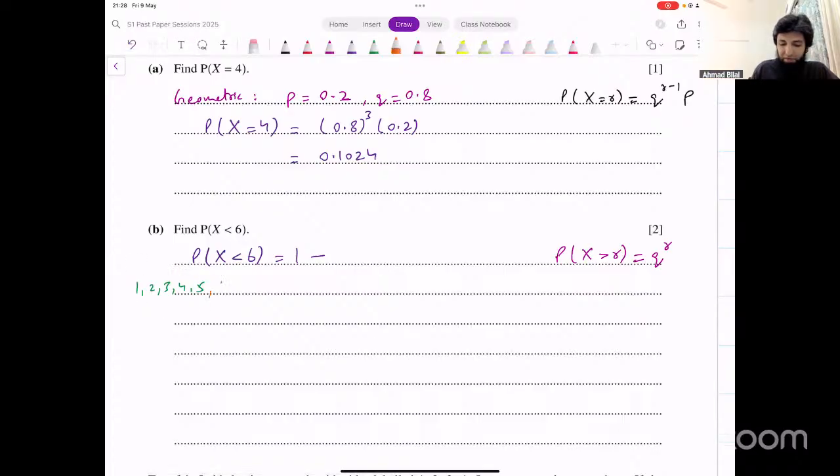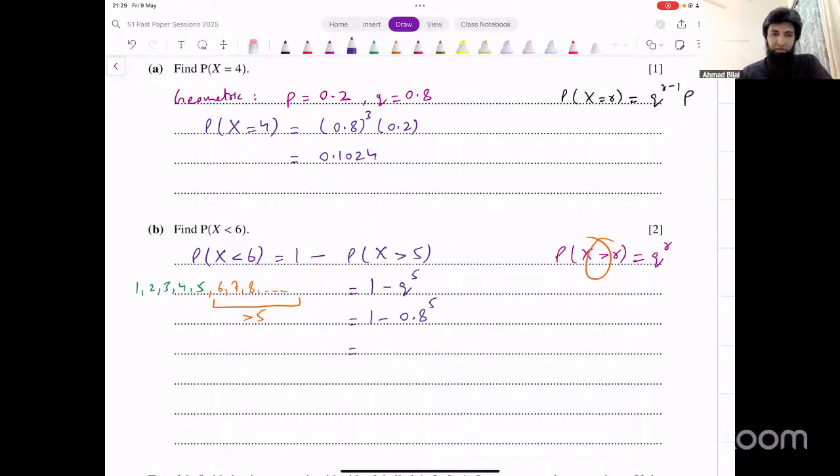What are the numbers that we do not want? 6, 7, 8, and so on. So how do we subtract these numbers from 1? Using the greater than form. These numbers can be described as numbers that are greater than 5. So 1 minus probability of x greater than 5, that is 1 minus q raised to power 5, which becomes 1 minus 0.8 raised to power 5. What's this number? 0.672. That's the final result, what we were looking for.